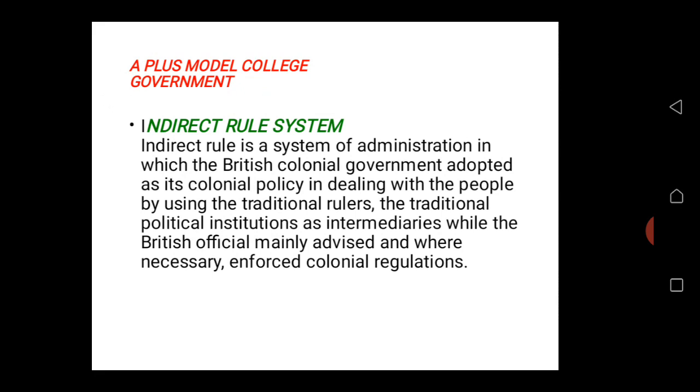Let's look at the indirect rule system now. Indirect rule is a system of administration in which the British colonial government adopted as its colonial policy in dealing with the people by using the traditional rulers and traditional political institutions as intermediaries, while the British officials mainly advised where necessary and enforced colonial regulations. That is, the British made use of the traditional rulers over the citizens, and the only thing they did was give advice to these traditional rulers and try to enforce some colonial regulations, which the citizens tried to obey.